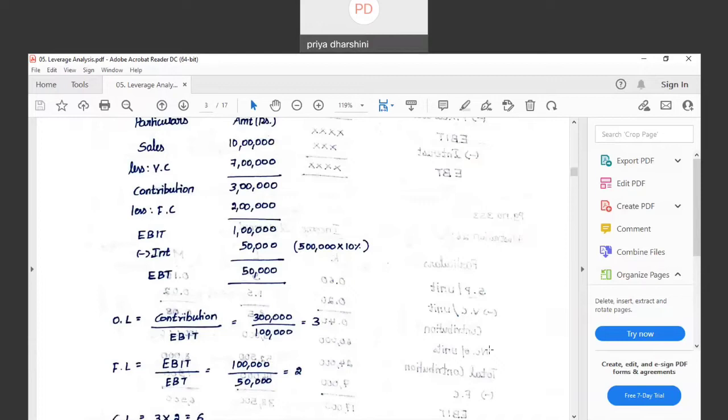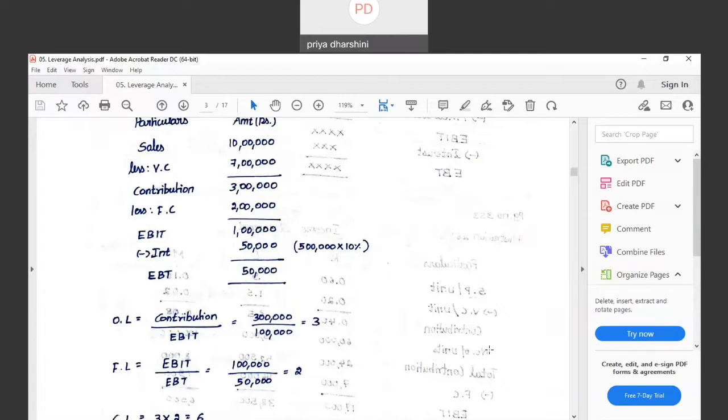First, let's prepare an income statement. Whenever you get a question on leverages, you have to first prepare an income statement. Start with sales. Sales is 10 lakhs. How much is variable cost? 7 lakhs. Contribution is 3 lakhs. Fixed cost is 2 lakhs. So EBIT is 1 lakh. How much is interest? 5 lakhs is debt. On that 10% is the interest rate. So 50,000 is interest. So you get EBT of 50,000.